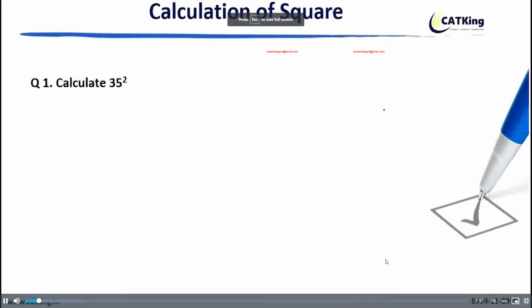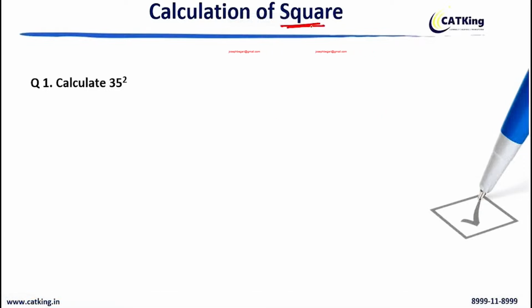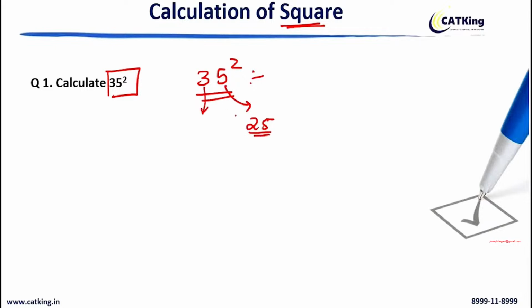Let's get started. First of all, we'll see the calculation of squares. How can you calculate squares easily? The first thing I have to calculate is 35 square. Whenever a number ends in 5, what is the square of 5? 25. You will write 25 here, the square of 5. You will write 3 into the very next number, which is 4. 3 into 4 is 12. Answer is 1225. As simple as that.